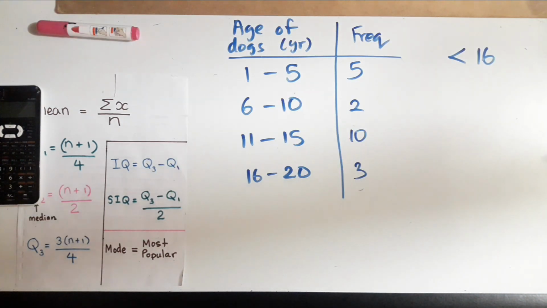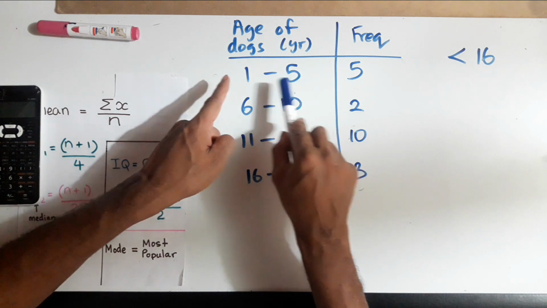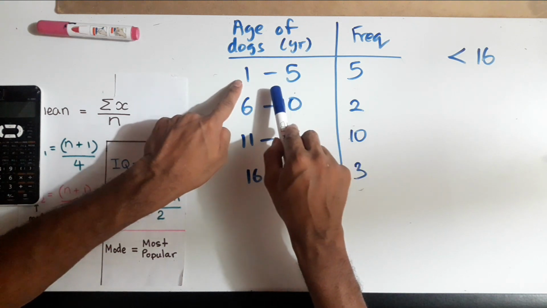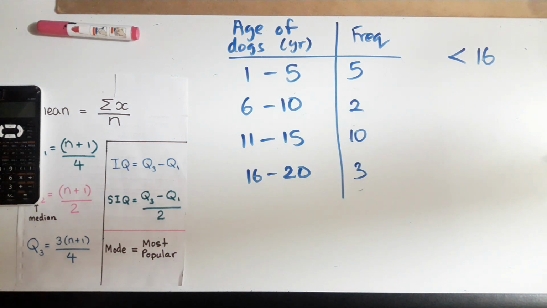All right. I just want to show you a question that can come in the grouped data, where they give you the ranges here, right? The groups. So this one goes from 1 to 5.